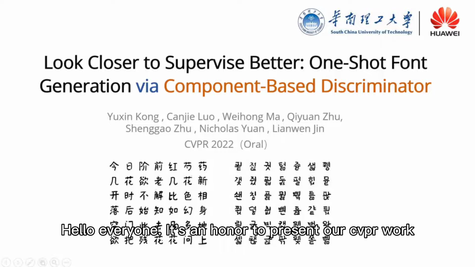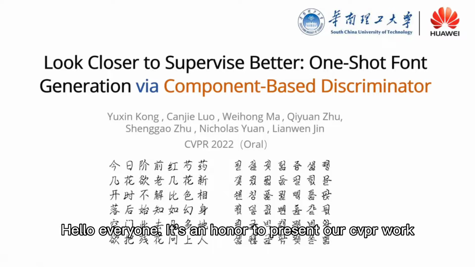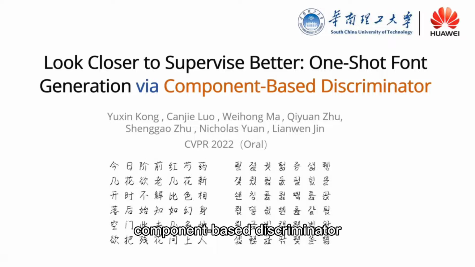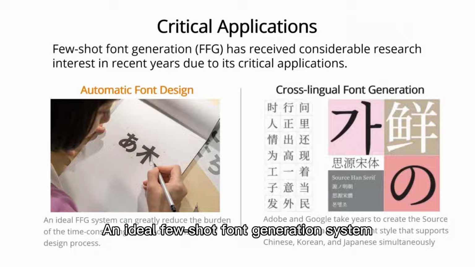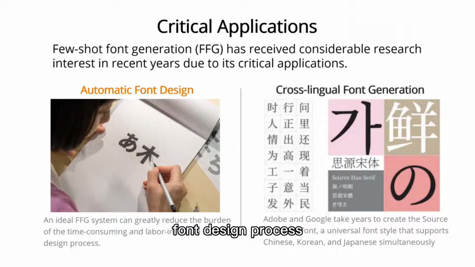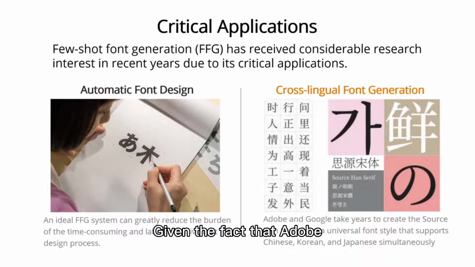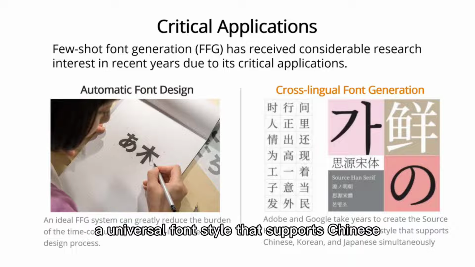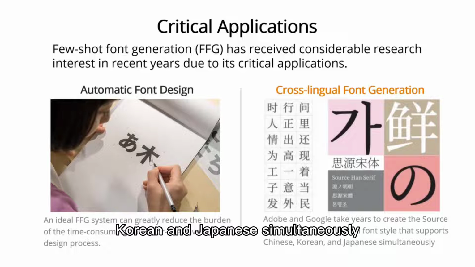Hello everyone, it's an honor to present our CVPR work, Look Closer to Supervise Better: One-Shot Font Generation via Component-Based Discriminator. An ideal few-shot font generation system can greatly reduce the burden of the font design process. Another application is to create a cross-language font library. Given the fact that Adobe and Google took years to create Source Sans, a universal font style that supports Chinese, Korean, and Japanese simultaneously.